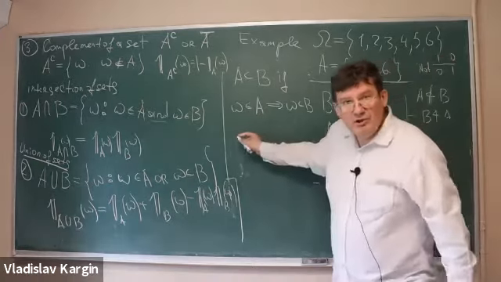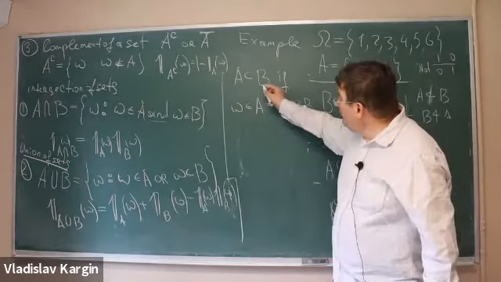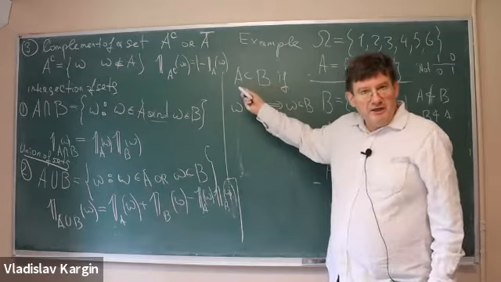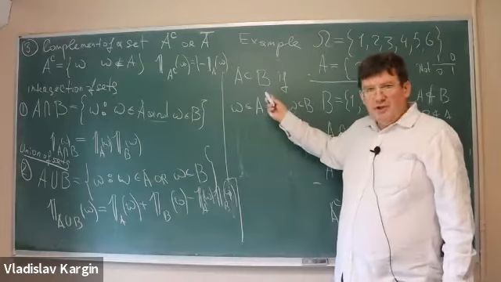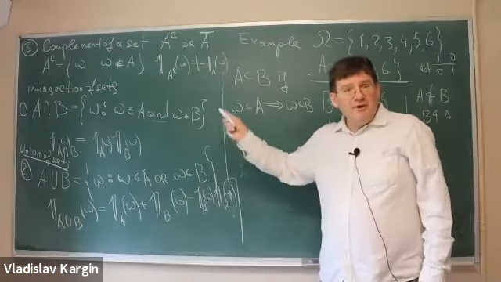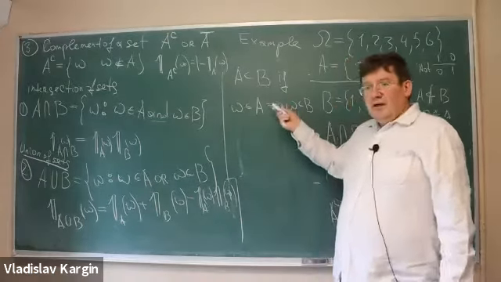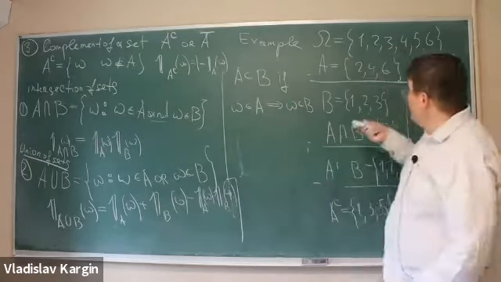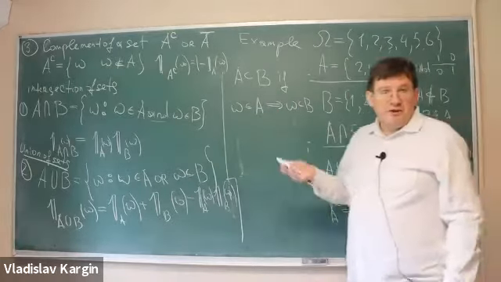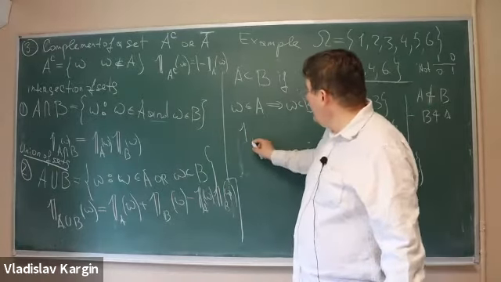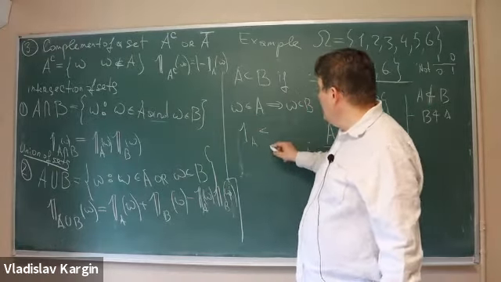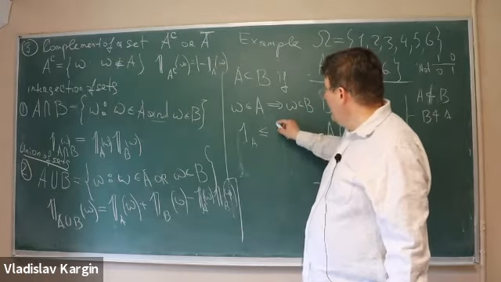So more generally, suppose we know the indicator function of A and the indicator function of B. How can we check, so let's ask the computer to check if A is in B? You know how to do it intuitively, right? But how to make the computer check? Well, the computer should check whether 1 of A is smaller or equal than 1 of B.